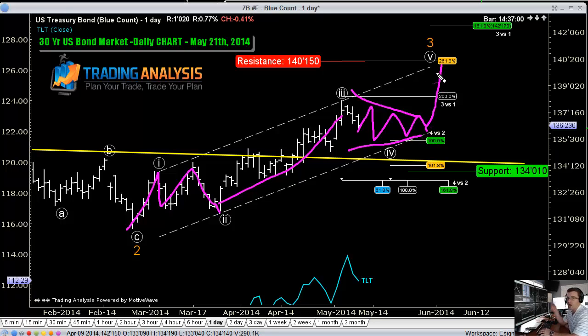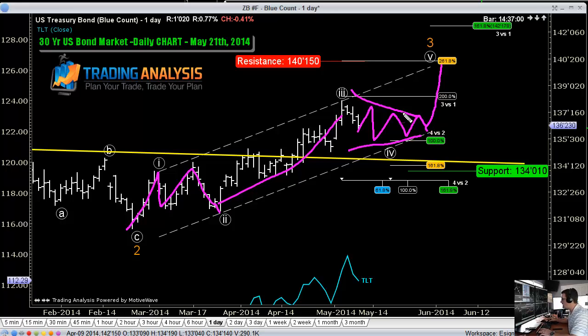So what we've done is put on an option position to take advantage of not only the chop for what we see to be about the next month, but also the limited upside that we have left in the bond market. The trade we did was we put on an iron condor in the ETF.